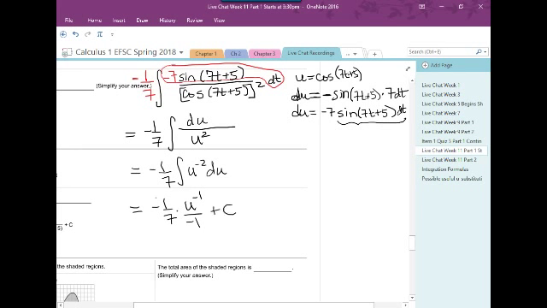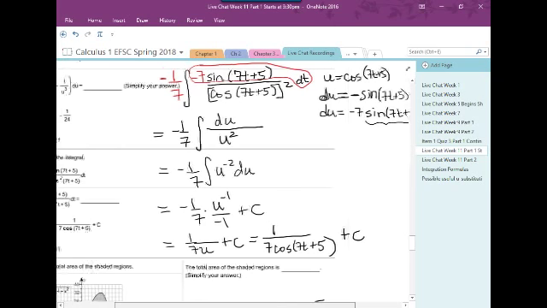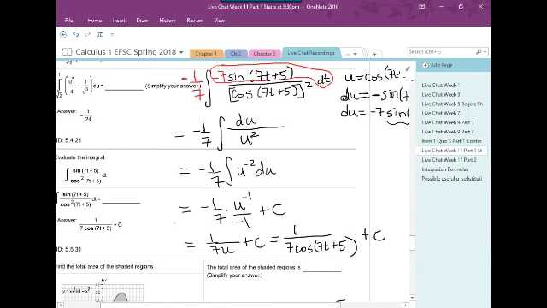Okay, this negative 1/7 divided by negative 1 is just going to be a positive 1/7. Plus we can bring the u down to the denominator and make the exponent positive. So 1 over 7u plus c, but we want our t's back. We don't want it in terms of u. So it's going to be 1 over 7 times u, which was the cosine of 7t plus 5. Okay, and then we need a plus c. Can't forget the plus c. All right, which is what my math lab was telling us that the answer should be.